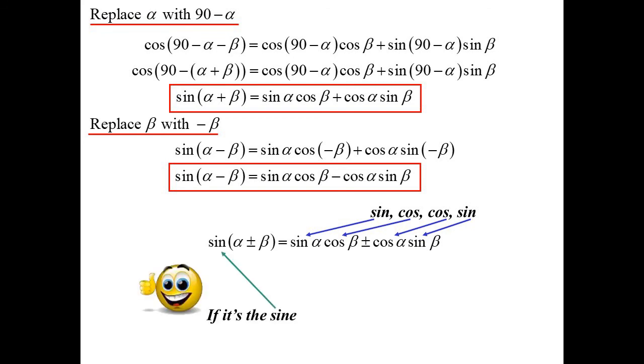But if it's the sine ratio, then it is the same sign. So there's our formula. Sine, cos, cos, sine. If it's the sine, the sign is the same. What we have to remember when we do this is two things. You start with what you start with. So it's the sine ratio I'm finding, so I start with sine. Whereas with the other one, it was the cos ratio that I'm finding, so I start with cos.